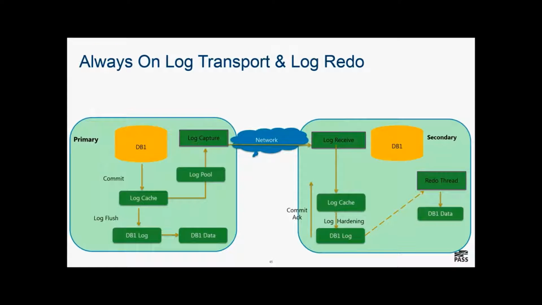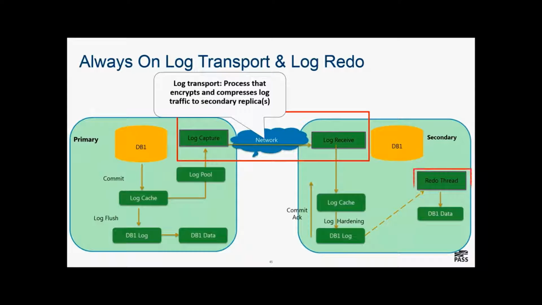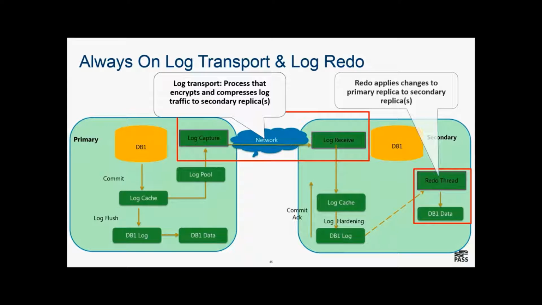Let's cut to the chase by looking at a diagram. Here's a diagram: primary AG, primary replica, secondary replica. Here is the log transport. It's simply the process that encrypts and compresses the log traffic to the secondary replica. Another bottleneck, separate, was the redo thread. It has been enhanced in 2016 as well. Think of redo as a continuous restore thread, applying changes made on the primary replica to the secondary replica.